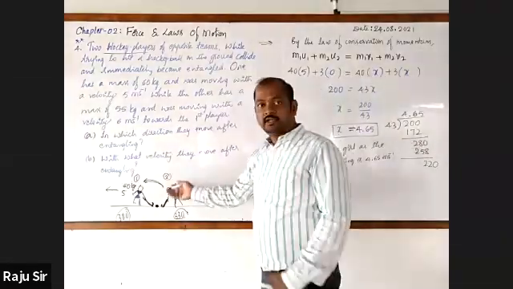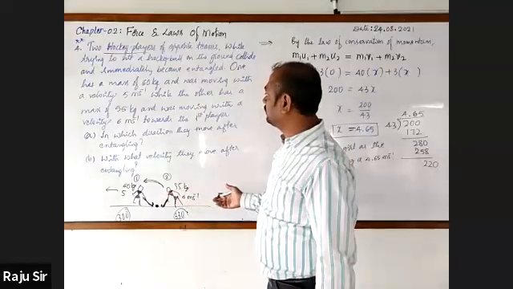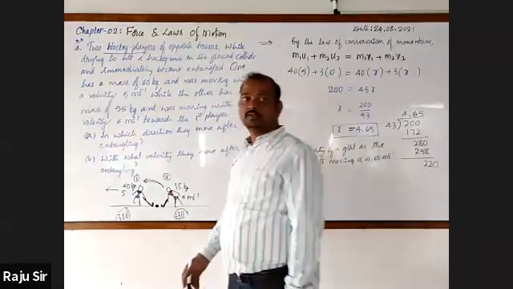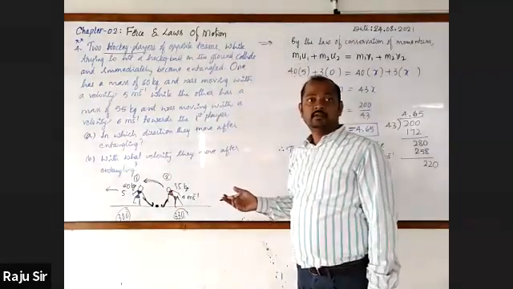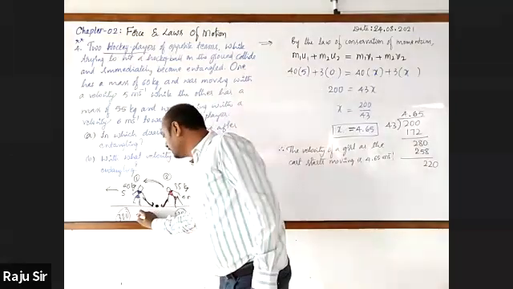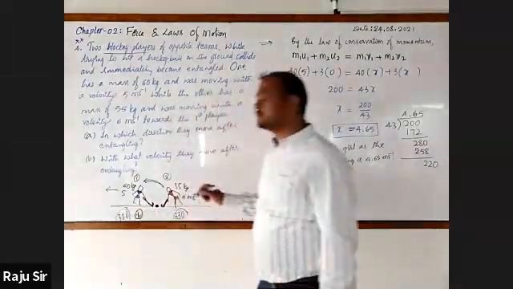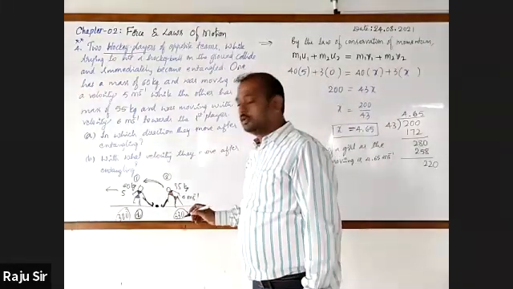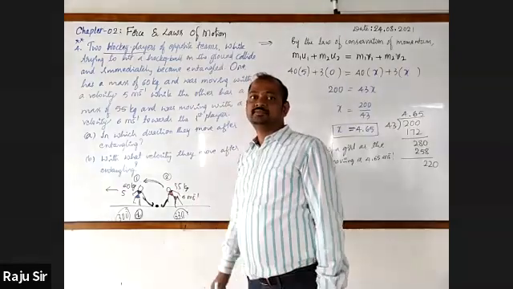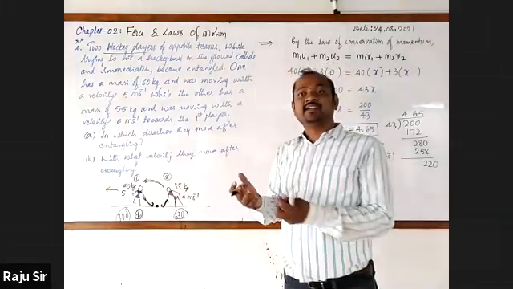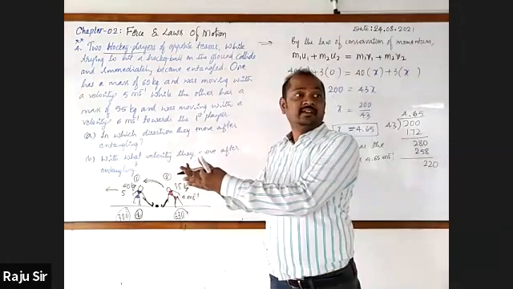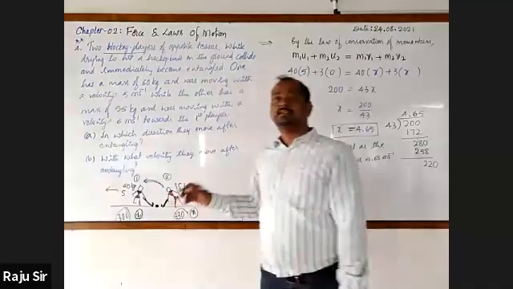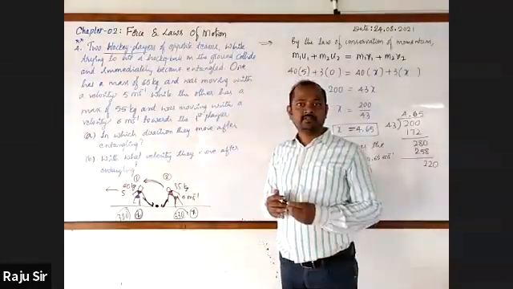Then after entangling, we should come to know their velocities. What is the velocity of first player after entangling? Unknown. Velocity of second player after entangling? Unknown. After entangling, they move together, so their velocities will be same. Taken as X. Got it? Yes, sir.